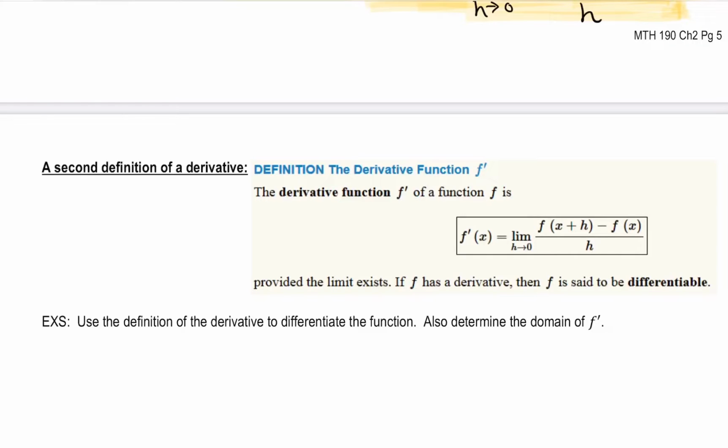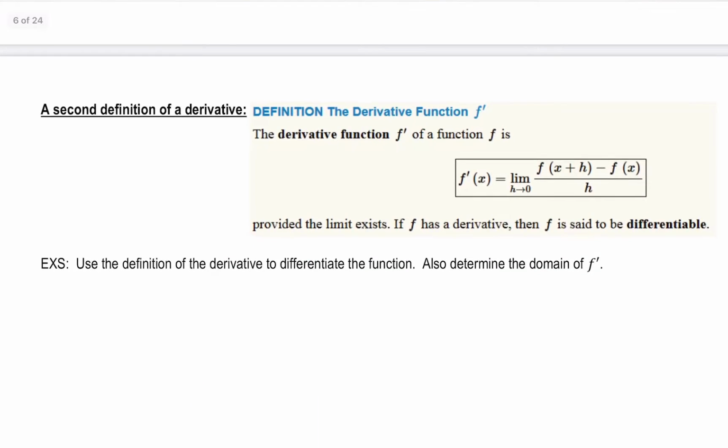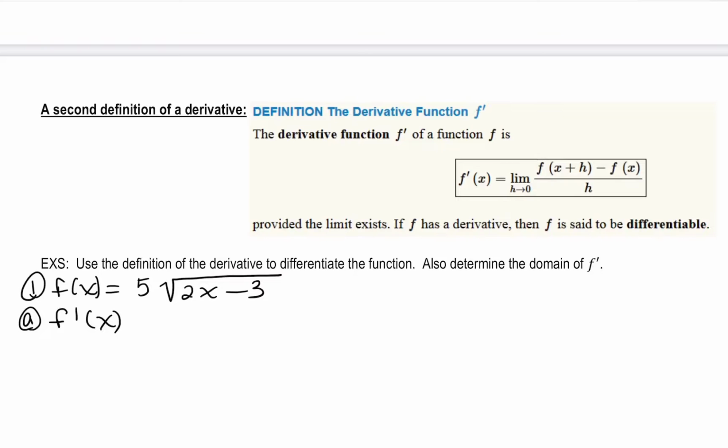All right, so here it is, just rewritten and summarized, like in a box from your book. So let's look at an example. We're going to use the definition of the derivative function that we just developed to find f prime of x. So number one, suppose we have f of x is equal to 5 times the square root of 2x minus 3. We're going to do a few different parts to this one, but we're definitely going to start off finding our f prime of x.